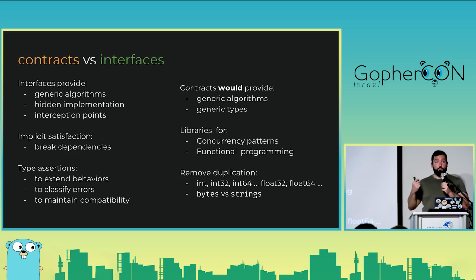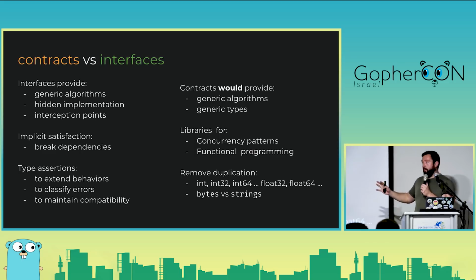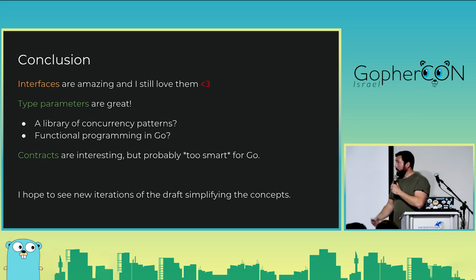You could use the same thing for functional programming. I gave a talk on how to write functional programming in Go, and it was awful because there are no generics, and that will solve it. So this is great, and that's contracts, but actually especially type parameters. Type parameters are great. And also with remote multiplications, if you look at the strings package and the bytes package, they're exactly the same thing, right? Why? Because we don't have generics. Generics would solve that. So in conclusion, interfaces are amazing.